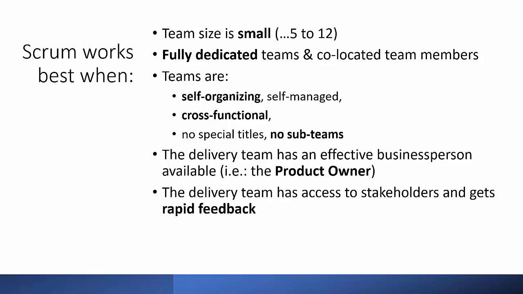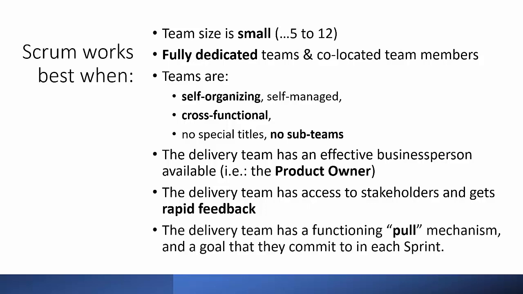And the delivery team also needs to have access to all of the other stakeholders, like the customers, the users are very important, and get feedback from them. And finally, the pull mechanism that I talked about earlier needs to work, meaning the team needs to feel they can commit to what they are doing in each sprint. Because the pull mechanism is exactly about that. It's about the team saying what they are ready to do in the next sprint.